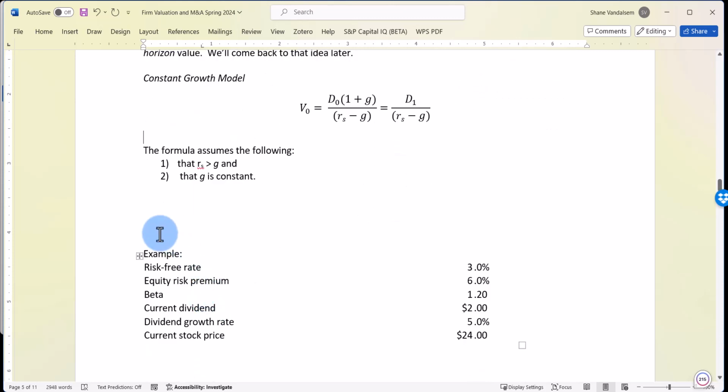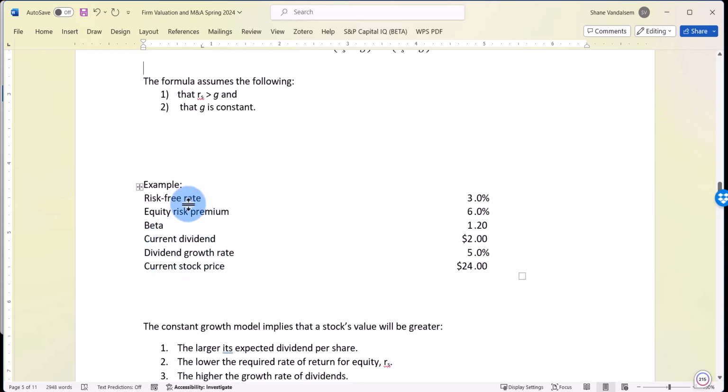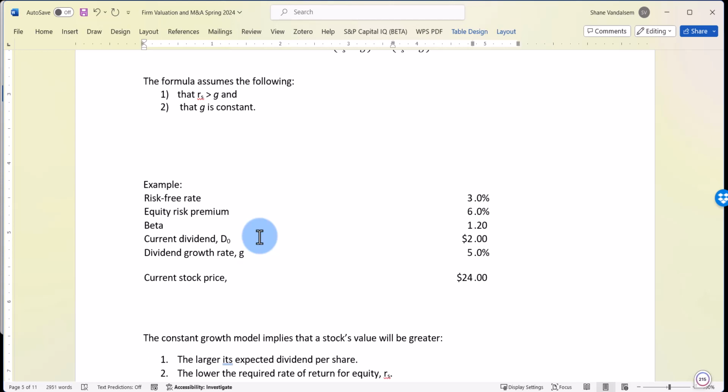So I've got an example here where we have the following information. The risk-free rate is 3%, the equity risk premium is 6%, the beta for the firm is 1.2, the current dividend is $2, so that's D sub 0. The dividend growth rate is g, and that's 5%. And the current stock price is $24. And that's not terribly important for what we're doing here, except to compare the price today to the value today.